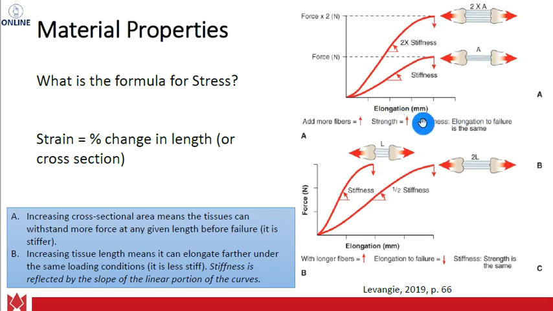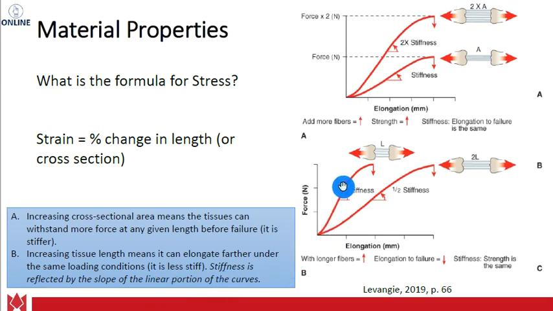So that's going to increase strength by adding increased cross-sectional area. Now the other thing, and this is in both of these, is that increasing tissue length means that it can elongate further under the same loading conditions. So we're saying it's decreased in the amount of stiffness. Stiffness is reflected by the slope of the linear portion of the curves.